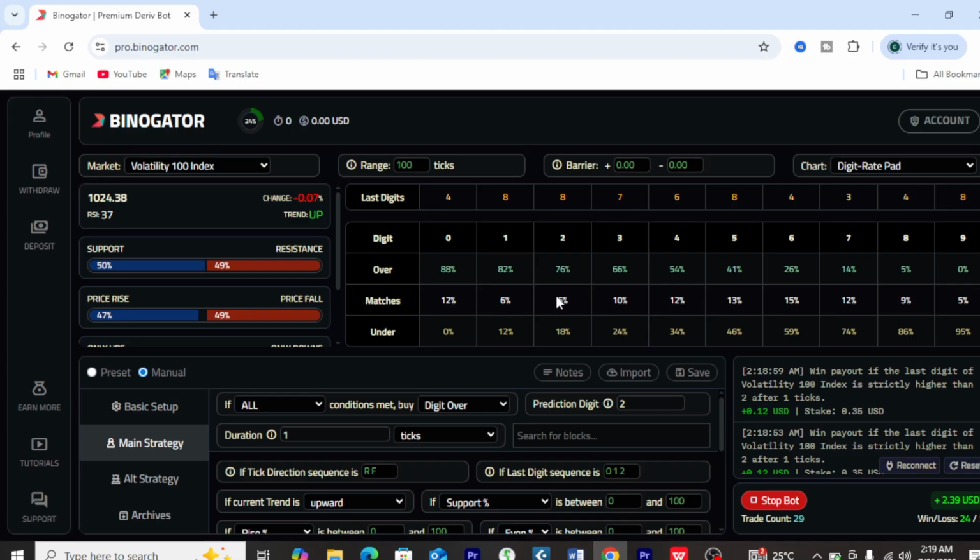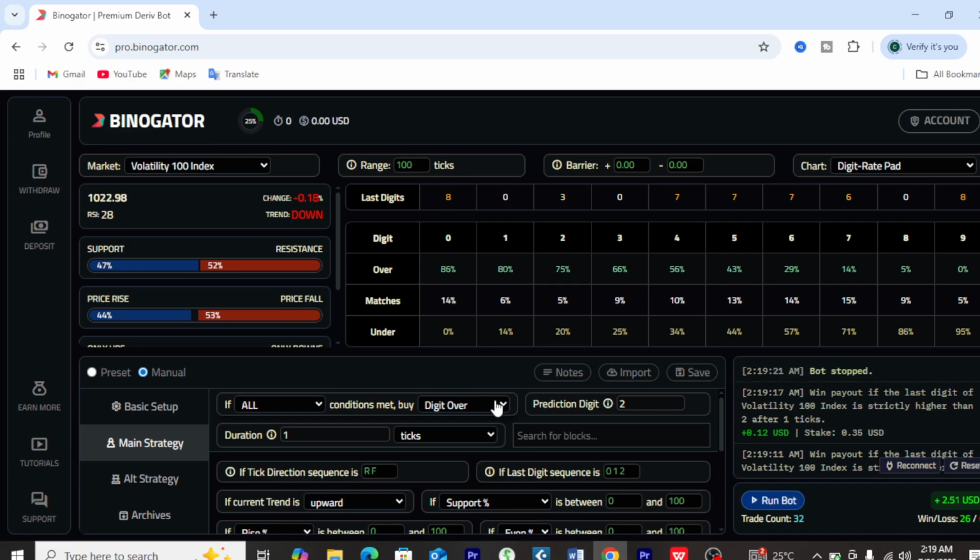So I believe you understand the strategy, guys. For the sake of length of this video, I'm going to stop the bot now. I think you have understood the logic behind the strategy. So the second strategy I want to share is still in the digits over, and the last strategy I want to share is the last digit.